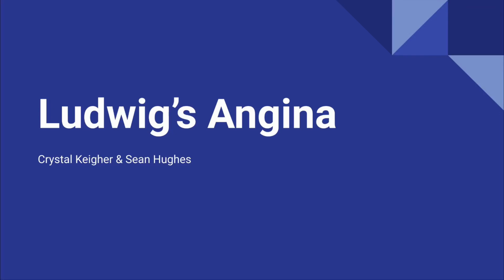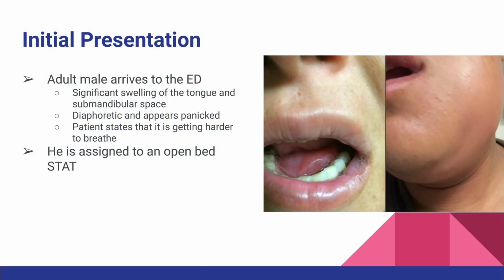In this presentation, we will cover the diagnosis, assessment, and treatment for a patient who comes into the ER presenting with signs and symptoms of Ludwig's angina. An adult male arrives to the ER in the late afternoon. There is significant swelling of the tongue and the submandibular space. His tongue is protruding from his mouth, and he's drooling.